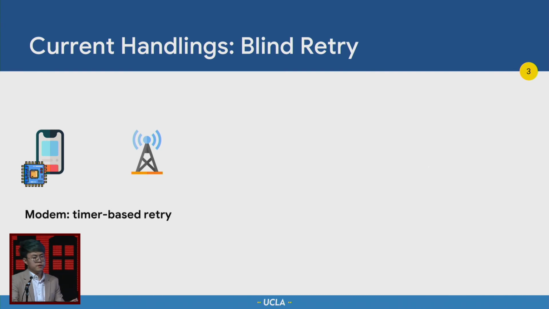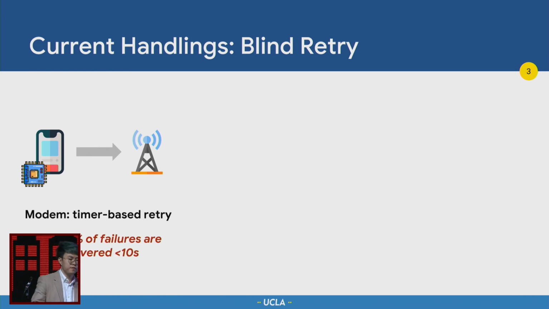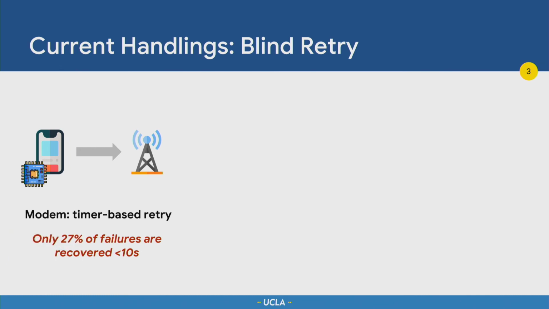The current approaches for failure handling take a blind retry approach. First, let's see how the modem takes over the failures. When the modem faces failures, it will take a timer-based retry, which means when it sends out signaling to the base station and the failure happens, a timer will be started at the modem, and after several seconds, it will try to resend the signaling to see whether it can succeed or not. However, with this scheme, only 27% of the failures could be recovered within 10 seconds.